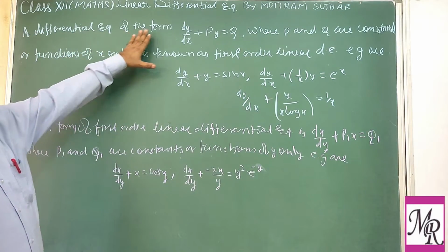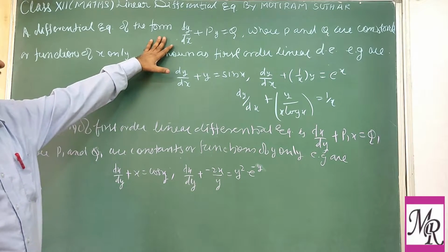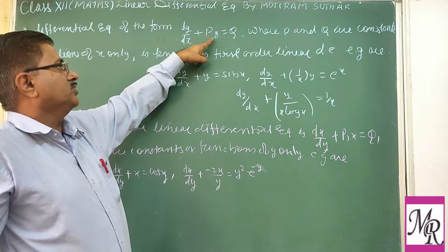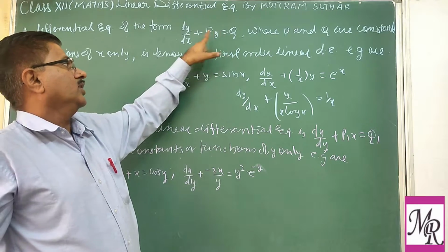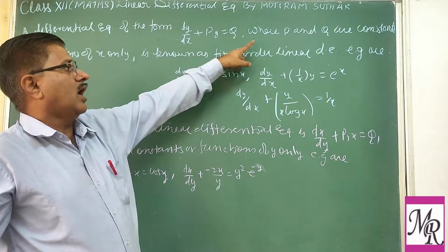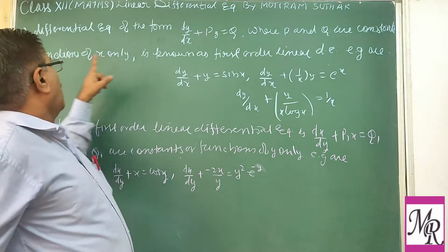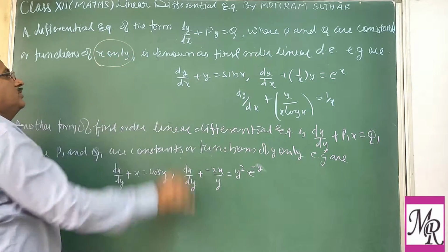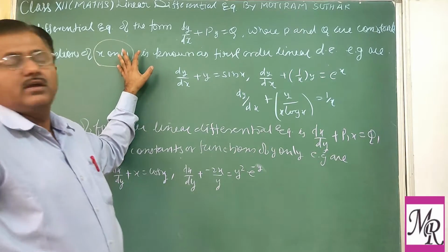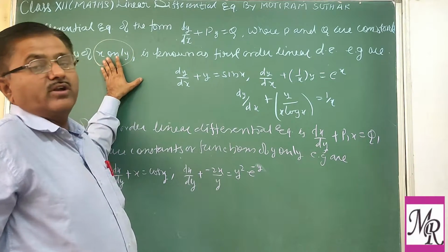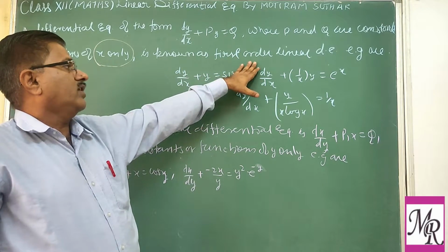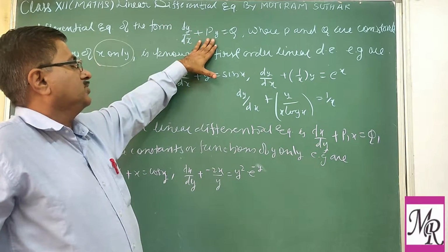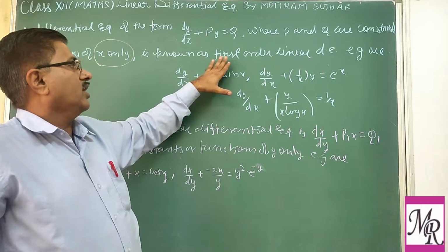If we find any differential equation which is in the form dy by dx plus Py equal to Q, where these capital P and Q may be constants or functions of x only. This is very important: P and Q should be functions only of the variable x, not of y. It is known as a first order linear differential equation.